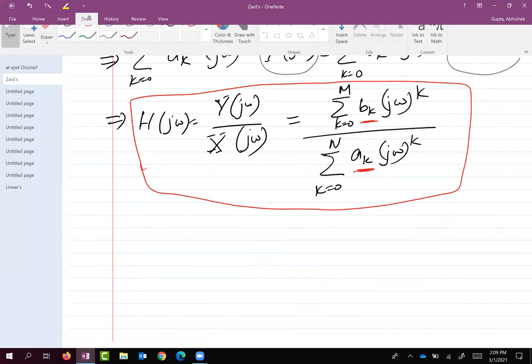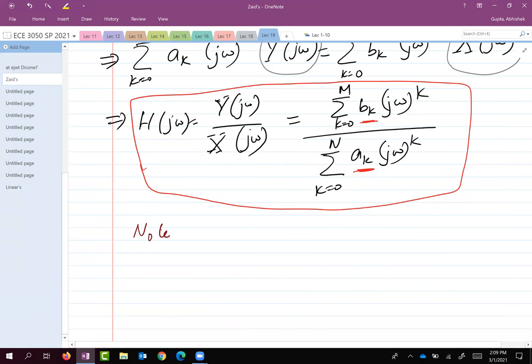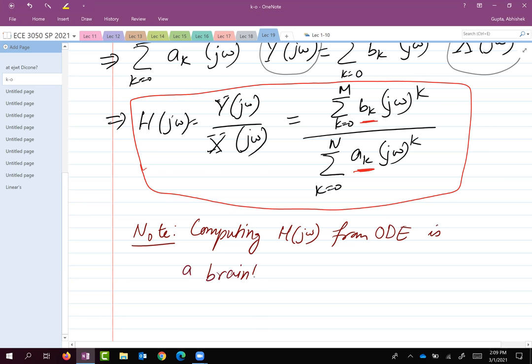Let me actually write it. Note, computing H of j omega from the differential equation is a brainless activity. Okay. I know the coefficients of the ordinary differential equation. I just plug it into this formula and I get H of j omega. I don't have to compute any solution to the differential equation at all.